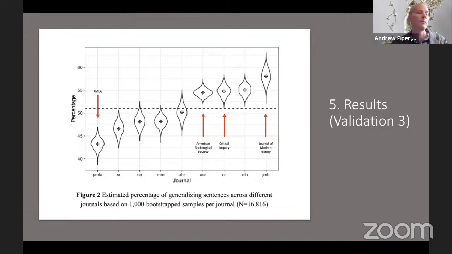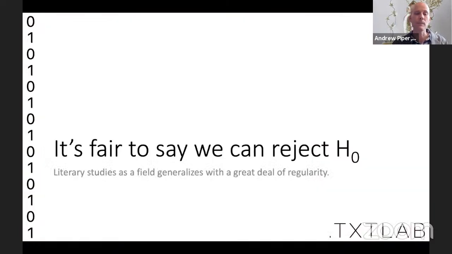So this slide for me is a place where we as scholars, as peer reviewers, as editors can intervene in this process of generalization and think about just how often people are making really outsized claims, and what we can do about it. So it's fair to say we can reject the null hypothesis. Literary studies as a field generalizes with a great deal of regularity.